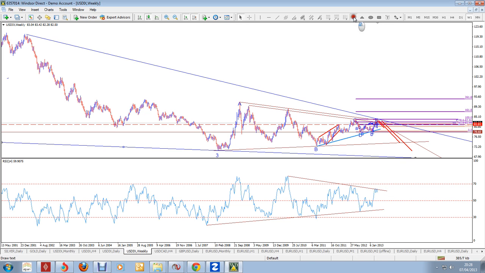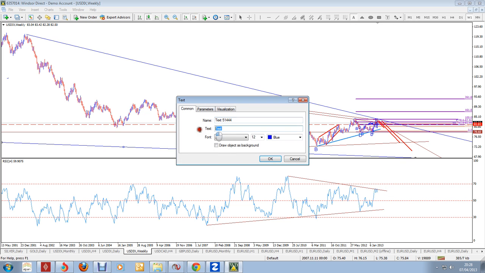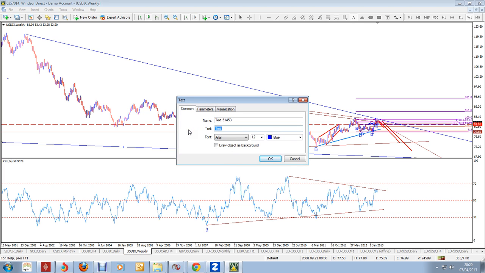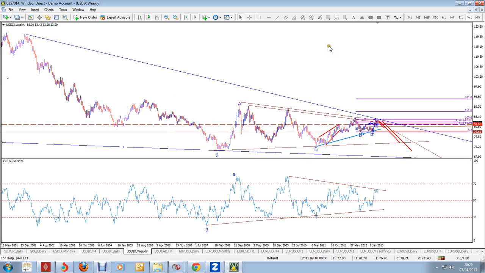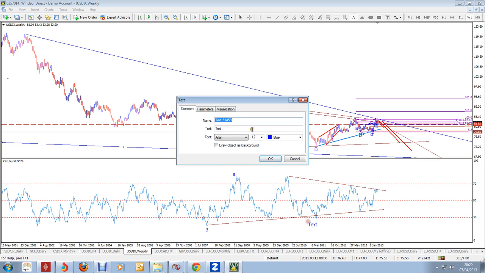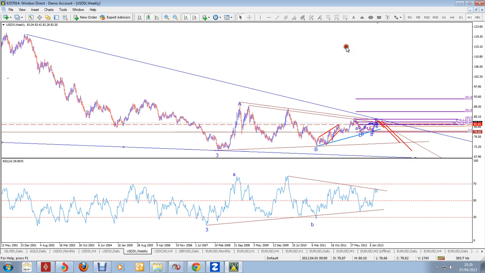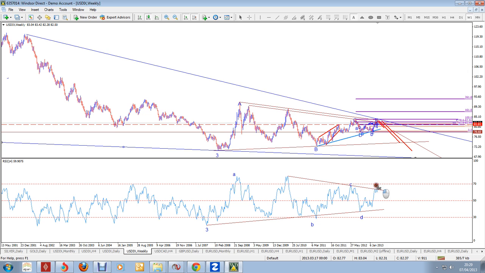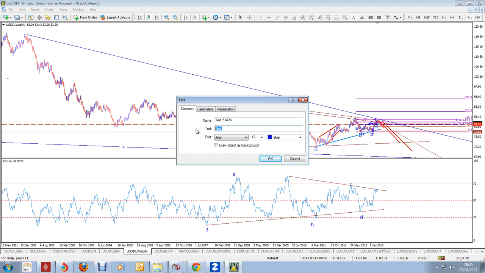So if I just quickly put those numbers on, we're saying that that starts off from there, which is where we are looking for the wave 3 low. Then this one we are suggesting is a wave A. This here as a B. This one as wave C. This one as a wave D. And then this, currently just completing, is wave E.